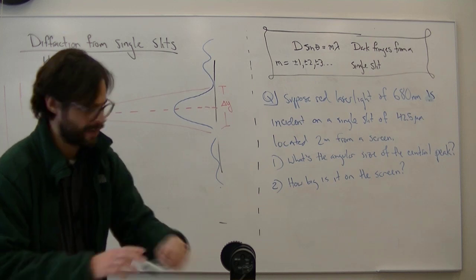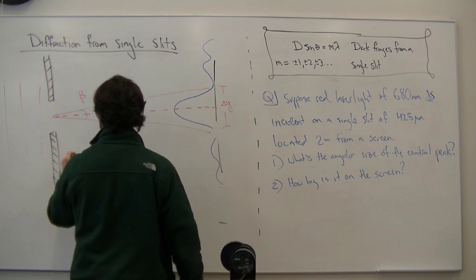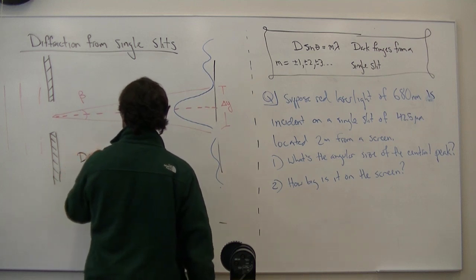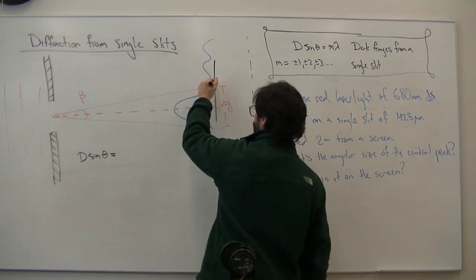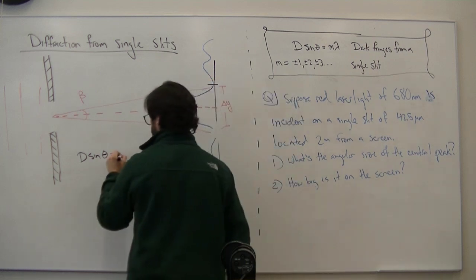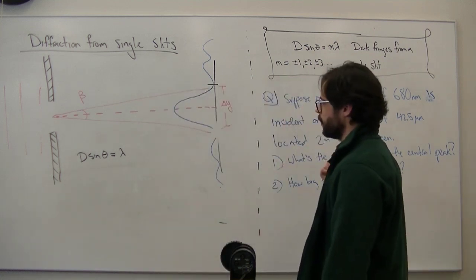Okay. And I'm going to write down this formula so I know that d sine theta, because we always formula hunt first. So this is the first dark spot. The first dark spot ends the central bright peak, so that's lambda. And I'm told what d is. I'm told what lambda is.